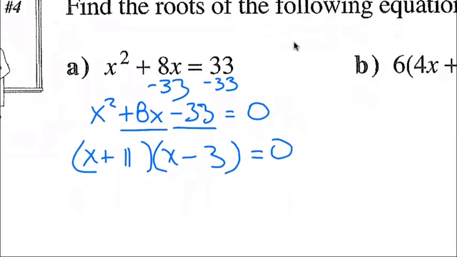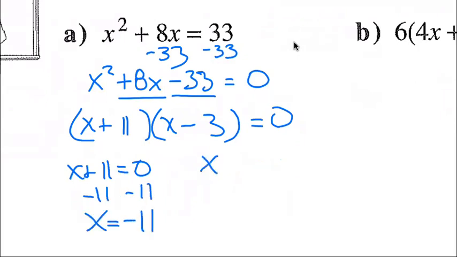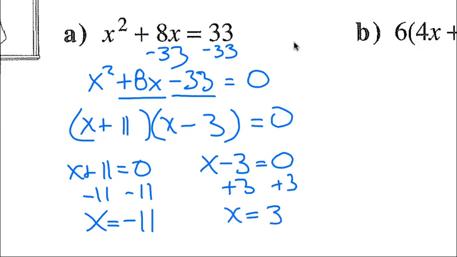Using my zero product law, I go x plus 11 equals 0. Subtract 11 from both sides. x is equal to negative 11. I do the same for x minus 3 is equal to 0. Add 3 to both sides. x is equal to 3. There are my roots, negative 11 and 3. There are my x-intercepts. There are my zeros.